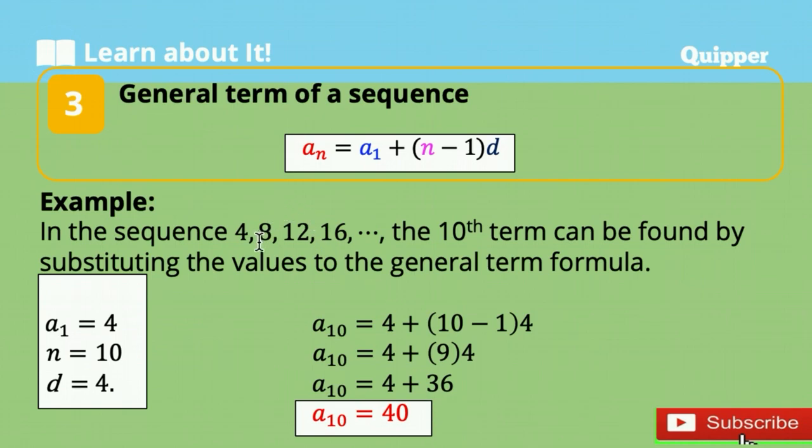If you continue this sequence, 4, 8, 12, 16, 20, 24, and so on, the 10th term is 40.